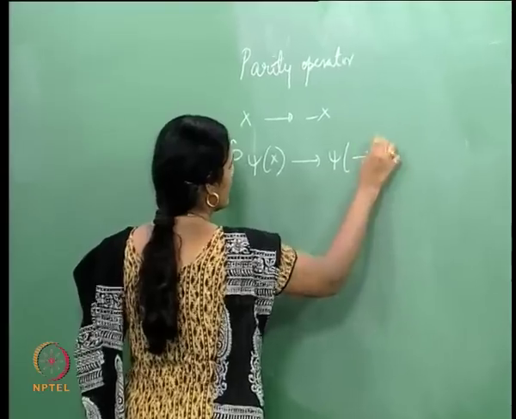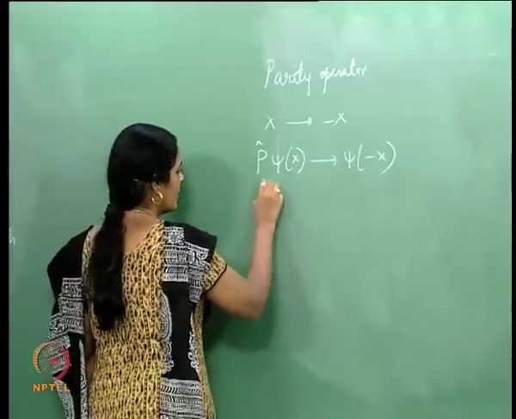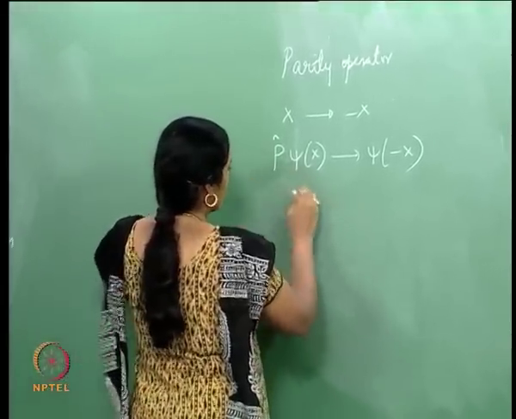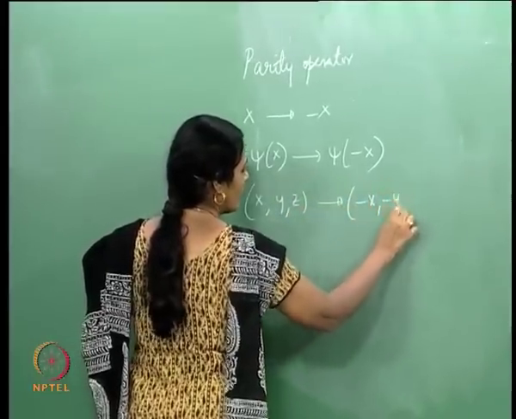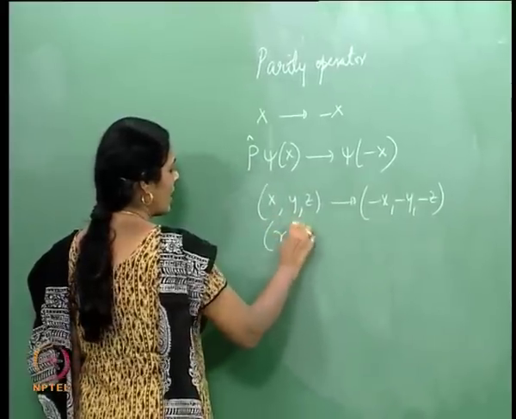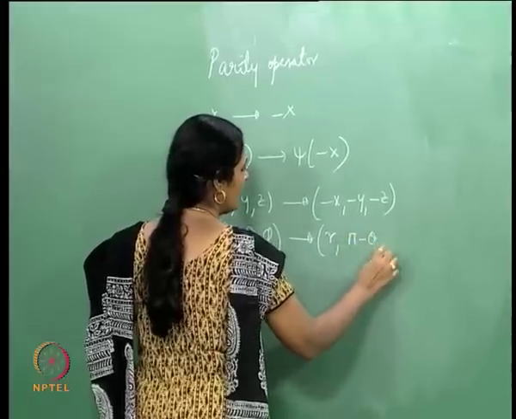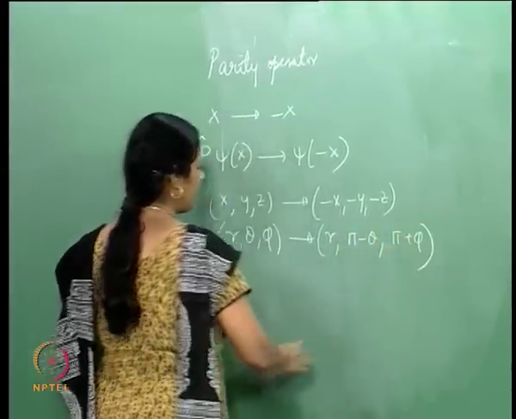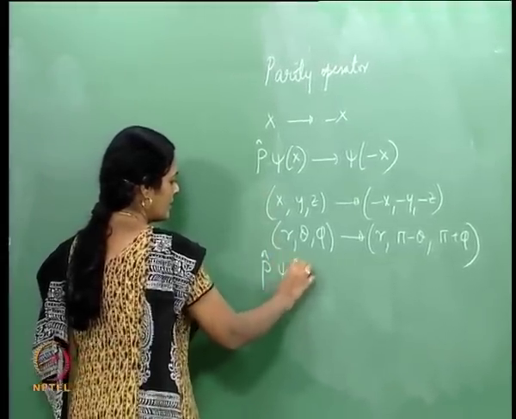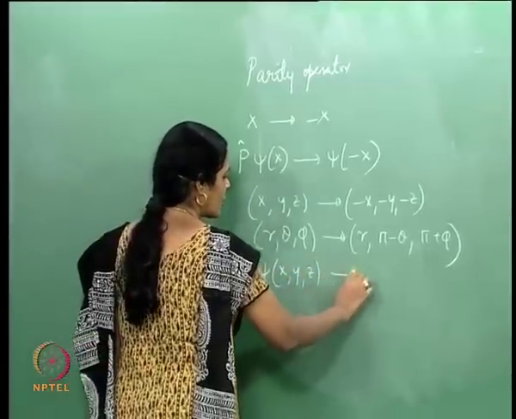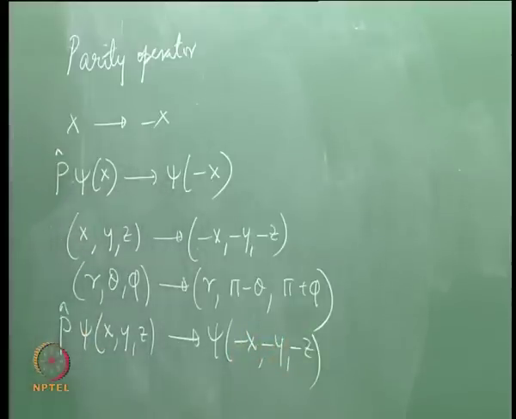psi of minus x. Of course, if the parity operator were to act in 3 dimensions, then it takes x, y, z to minus x, minus y, minus z. Equivalently, it takes r, theta, phi to r, theta goes to pi minus theta, and phi goes to pi plus phi. So any function psi of x, y, z under the action of the parity operator becomes psi of minus x, minus y, minus z, and so on.